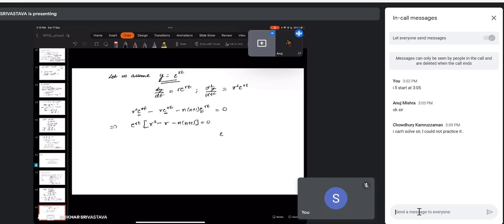Now you know by the definition of exponential that this can never be equal to 0. It's always greater than or equal to 1. So exponential rt cannot be equal to 0. So the quantity in bracket is equal to 0, and this is what we call the auxiliary equation. And when you solve this auxiliary equation, you'll get the roots. Since it is a quadratic equation, you'll get two values of r, and those two values of r you can just put in and you'll find the final solution.